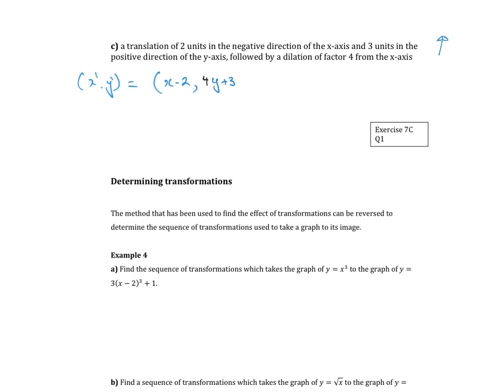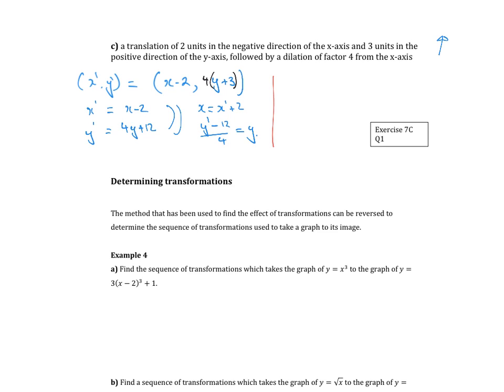So that dilation is applying to everything, it is applying to the whole y value. And at this point in time, the y value is y plus 3, so the whole thing gets multiplied by a factor of 4. So that leads me to x dashed is equal to x minus 2, y dashed is equal to, well, we can write 4y plus 12. So that means that we get x is equal to x dash plus 2, and I get y dash minus 12 over 4 is equal to y.